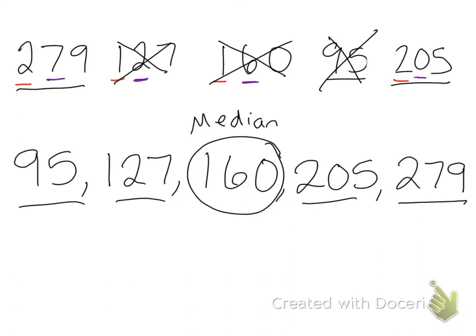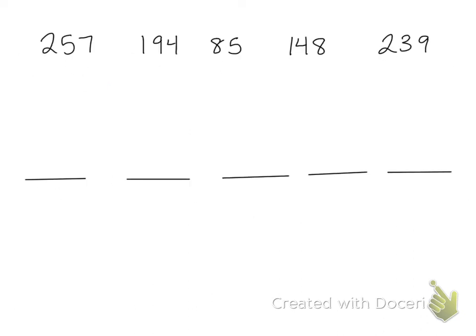A median means middle. Okay, the median is the middle number in a list of numbers that are arranged from least to greatest. Okay, so I have some more numbers that we need to organize.